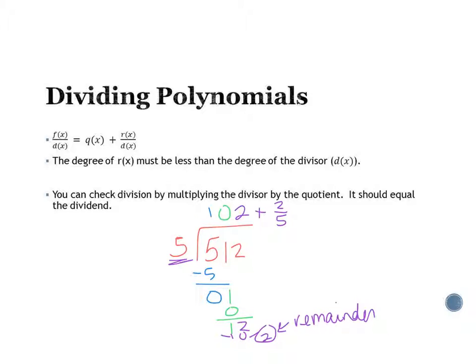The degree of the remainder has to be less than the degree of the divisor. So in the case of just numbers here, the 2 has to be less than the 5, because otherwise you could have said, okay, 5 can go into that. So we're going to actually be doing this with polynomials, so you're going to be looking at maybe something of degree 1 where you were dividing by something of degree 2. And remember, you can always check division by using multiplication. So if I wanted to, I could take 5 times 102 2/5, and I should get 512.